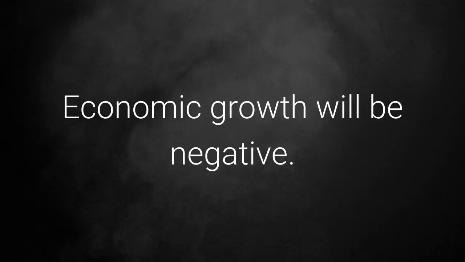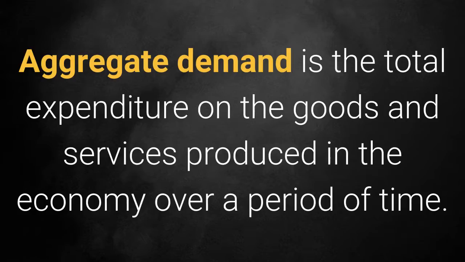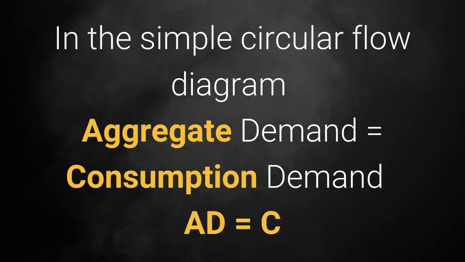Aggregate demand is the total expenditure on the goods and services produced in the economy over a period of time. In the simple circular flow diagram, aggregate demand equals consumption demand, or AD = C.